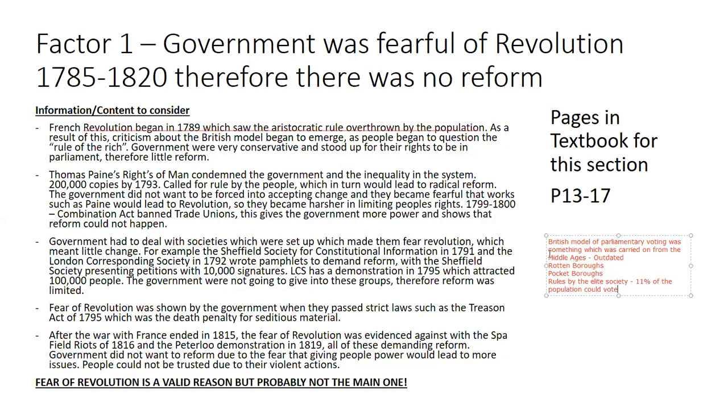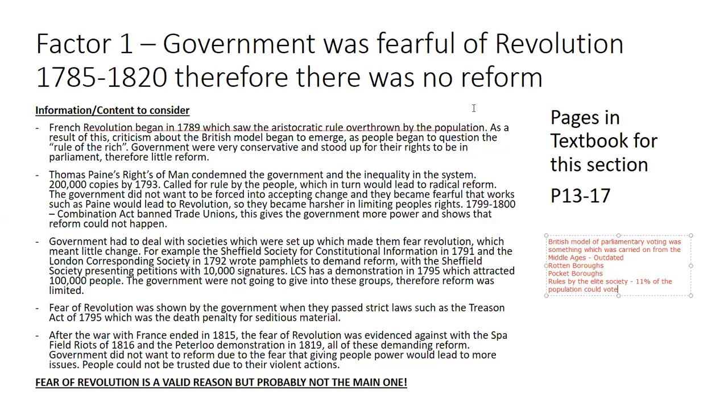Now, the government didn't want to give people reform because they were fearful that giving power to the people would lead to more issues. People couldn't be trusted due to their violent actions. Now, if I'm going to put my opinion across, I think personally government fear of revolution probably wasn't the main reason for reform. It's a valid reason, but it's definitely not the main one, because you've got a few points here that cross over into the other factors.